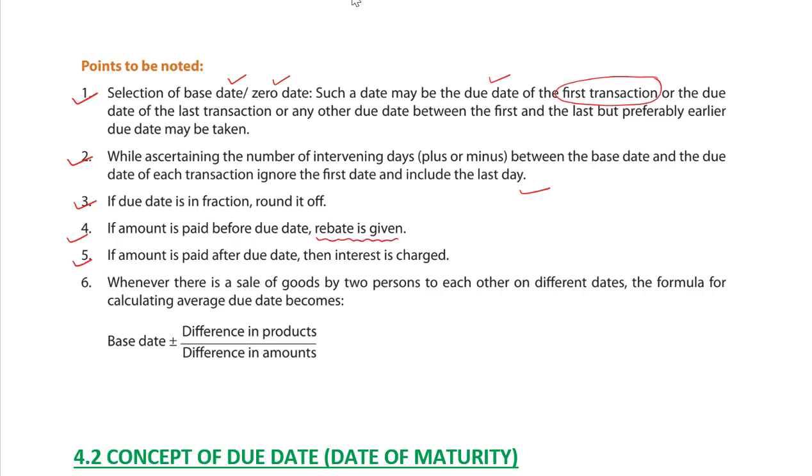If amount is paid after the due date, interest is charged. Whenever there is a sale of goods by two persons to each other on different dates, the formula for calculating average due date becomes base date plus or minus difference in product divided by difference in amount. When we do the sums, we'll be able to understand this formula in a better manner.